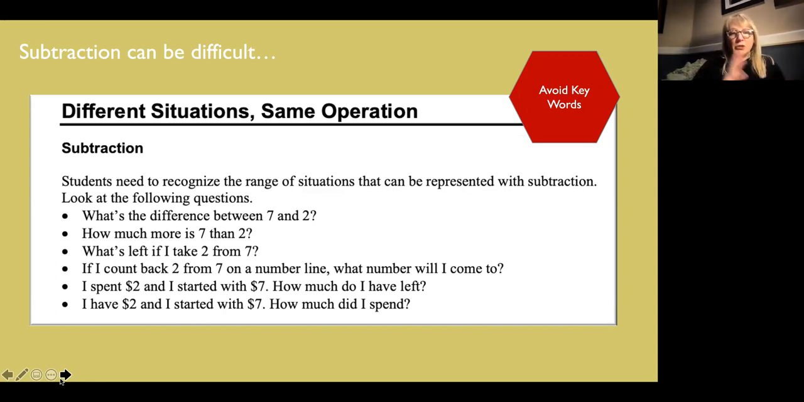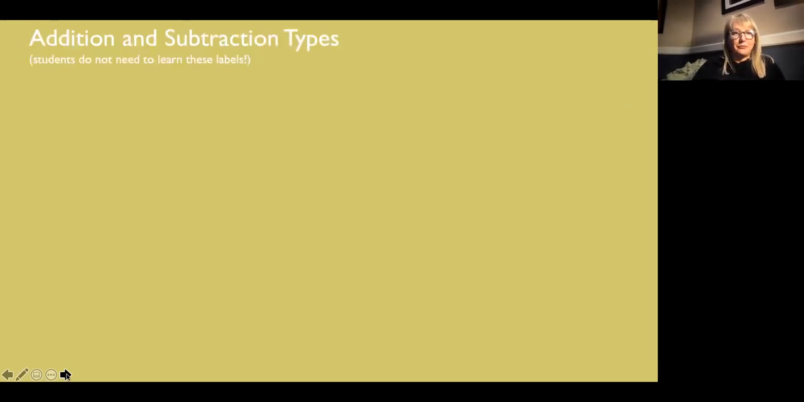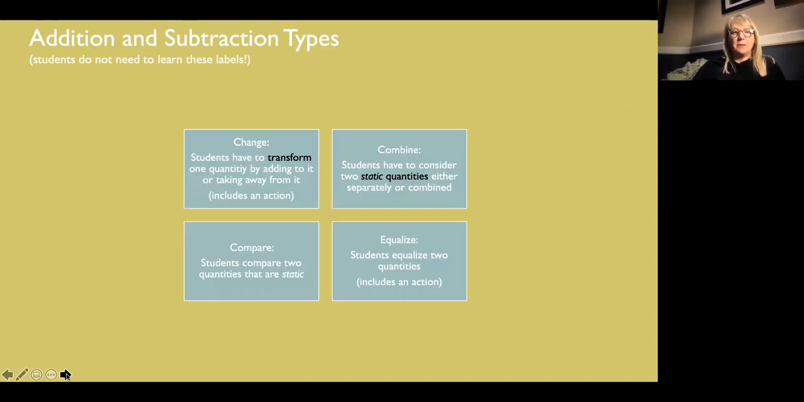Again, those keywords will eventually not work for them, and you're just setting them up for failure with that. So there are some addition and subtraction types, and the kids don't have to learn these labels. These are the 4. So we're going to go through them one at a time. I'm going to start with change there in the top left.